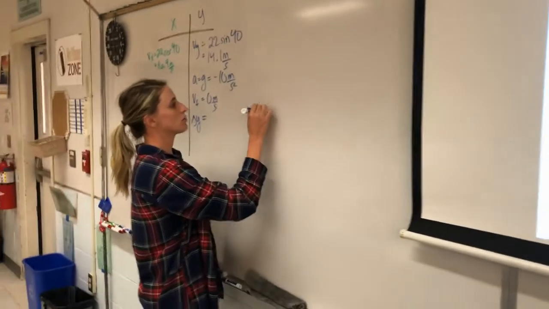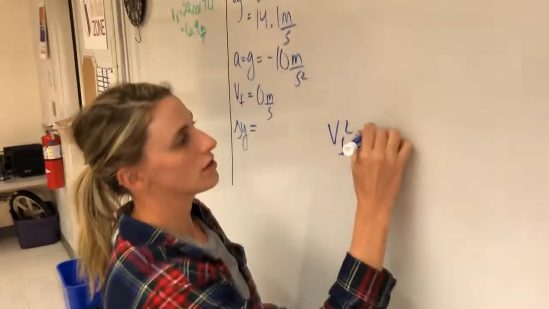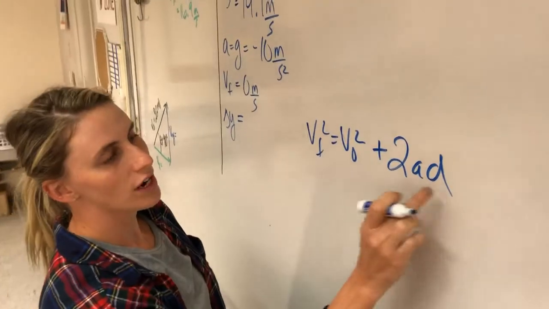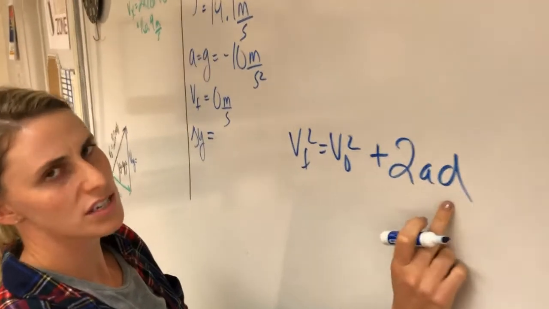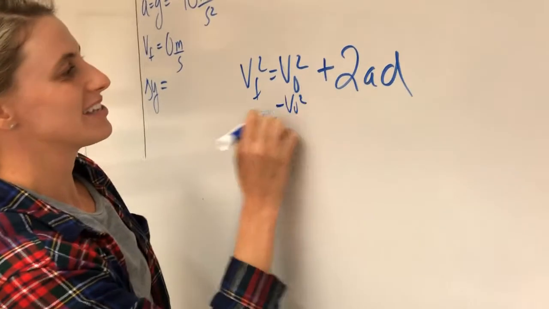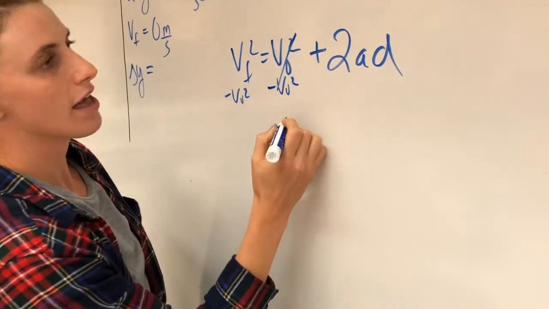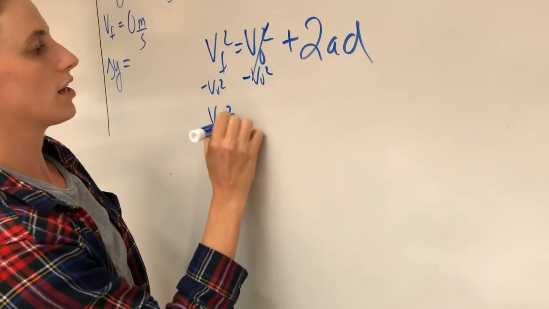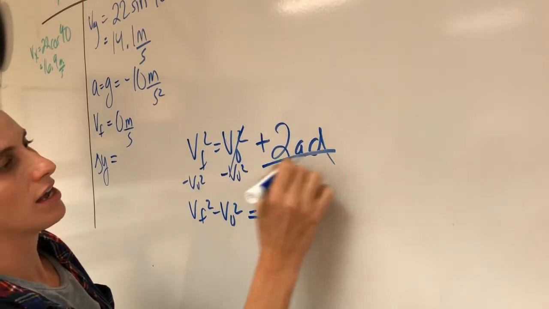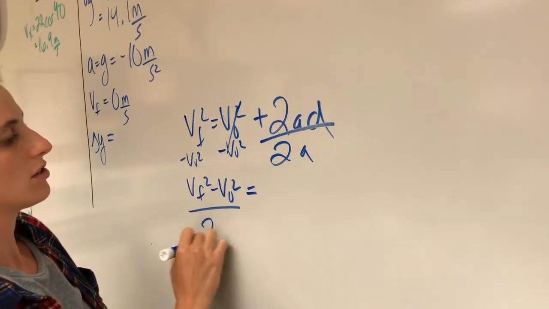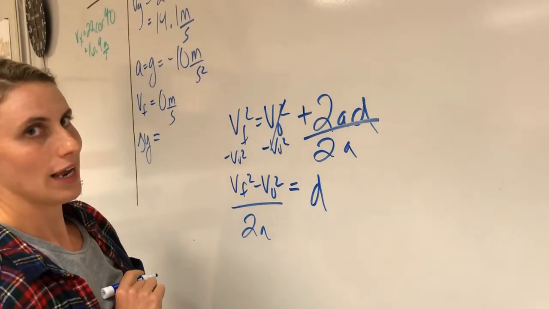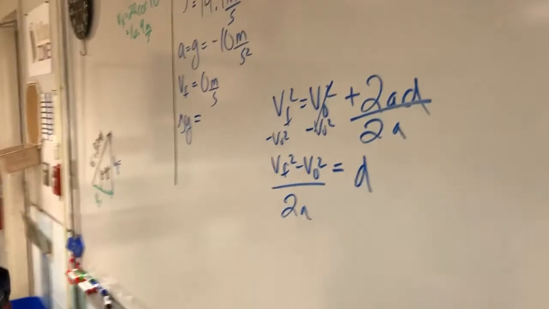So V final squared equals V initial squared plus 2AD. And we want to try and find this. Pause it, see if you can solve for D. Okay, let's go. So I've got V final squared minus V initial squared equals, I divide by 2a, which is really g, that gives me d. You with me so far? Let's plug some numbers in. Let's do it, this is the boring part.